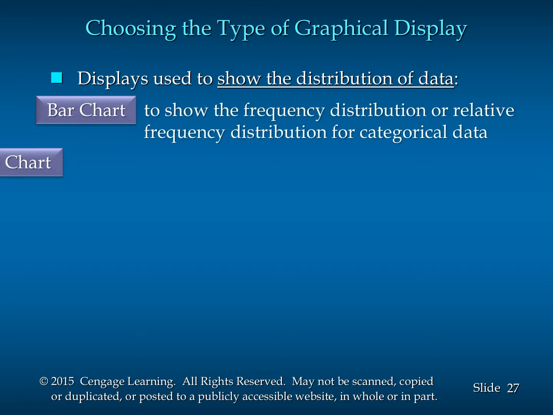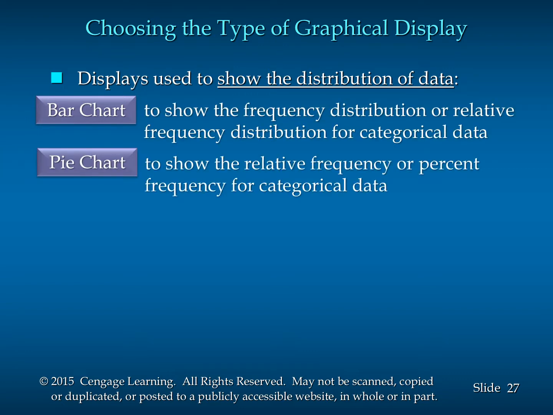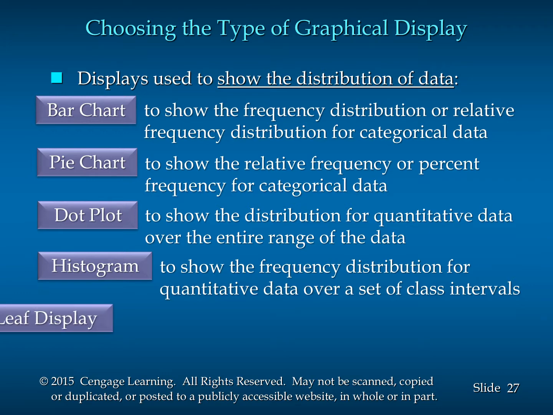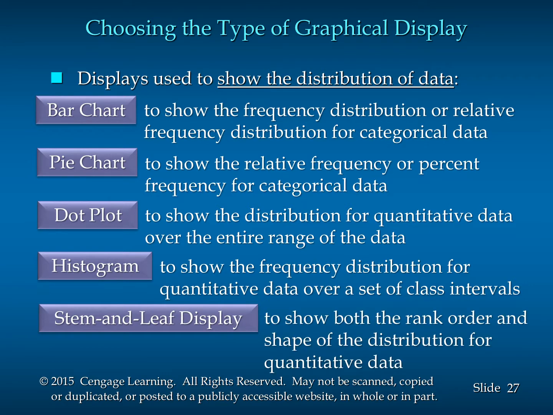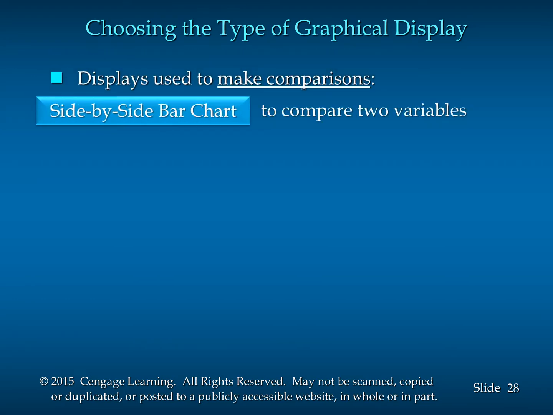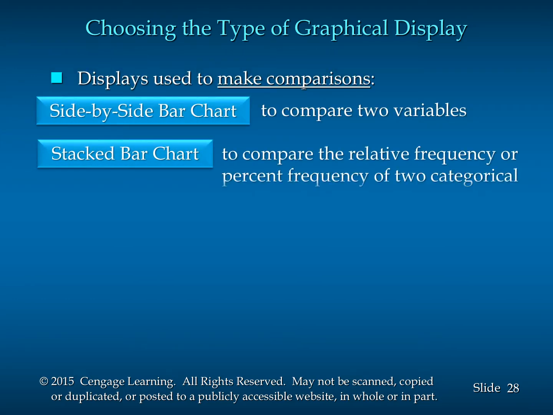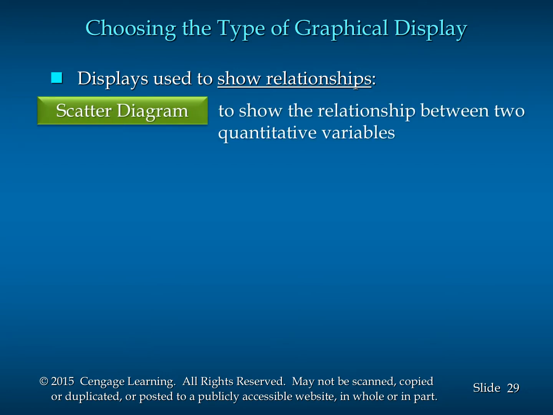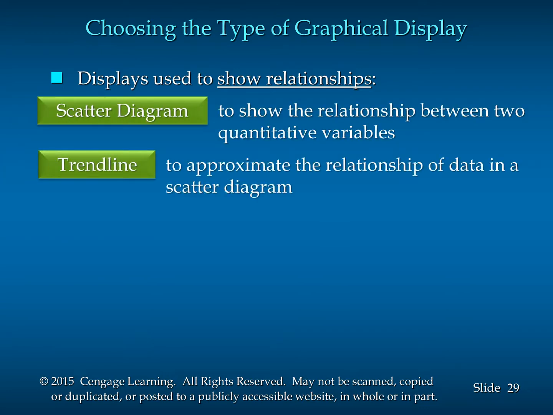Here's a summary of the different types of graphical displays that we discussed. We're going to ignore for the moment the stem and leaf display, which is described in the text. It is only somewhat useful, and you're unlikely to find it as you go ahead in business. We can use some displays to make comparisons, such as side-by-side bar charts. We can use some displays to show relationships: scatter diagrams and trend lines.